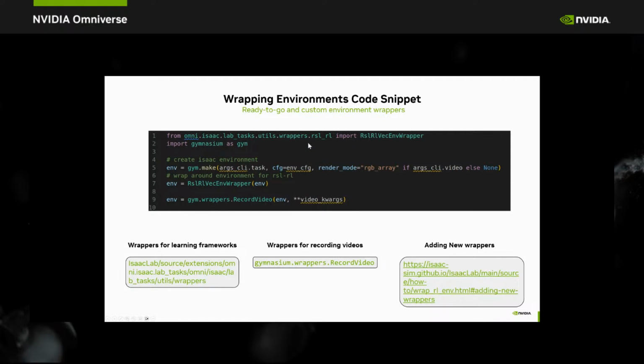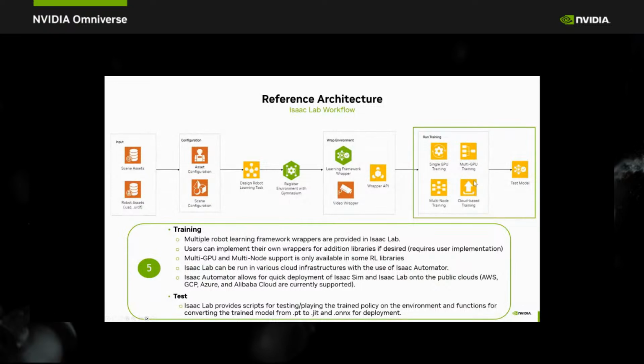So this is what it looks like. We have ready-to-go wrappers, and you can also define your custom environment wrappers, and there is information for that. So the last thing is, okay, I have my environment, I have my robot.